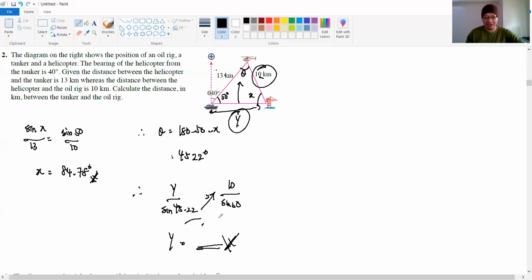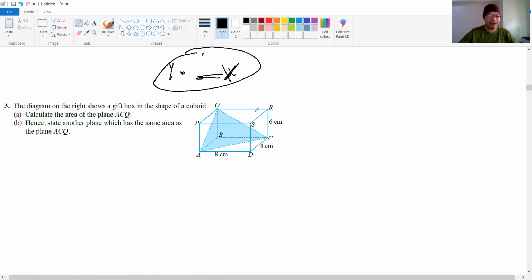Okay, this is the last part. By moving the sine 45.22 to here, then you get the final answer. That's your y, the distance between the tanker and the oil rig. Okay, settled for question number 2. Let's move to the next question.